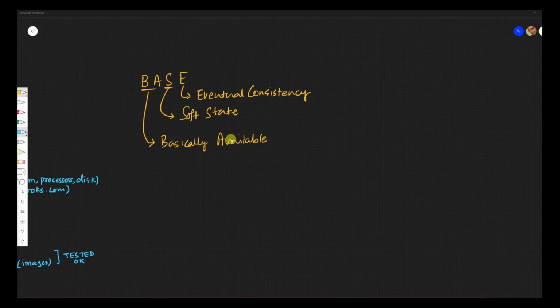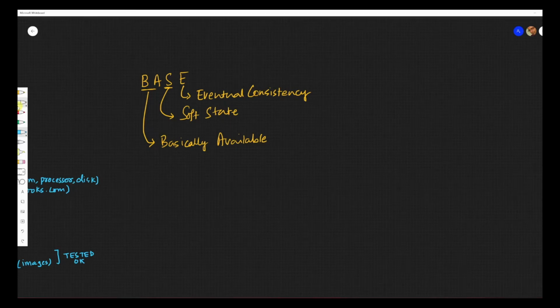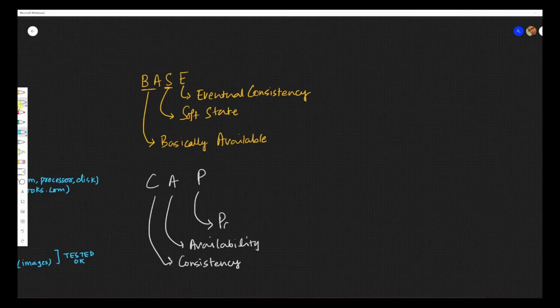With that, we come to the interesting part, which is the CAP theorem. So CAP: the C stands for consistency, the important part, A stands for availability, and P stands for partition tolerance. So what do they mean?